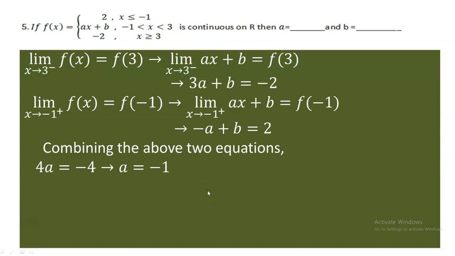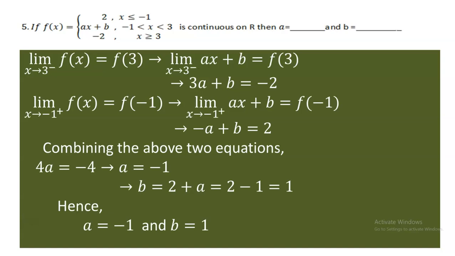We can obtain that to be minus 1. And once we know what a is, we can determine b, just substitute in one of these two. We know that b is minus 2 minus 3a, or b is 2, you can move this one to the right, 2 plus a. So 2 minus 1, because a is already known as minus 1, it will be 1. So the value of b is 1. So if a and b are minus 1 and 1, this function is continuous at any real number, right? I hope you have understood in a better way, right? These two.